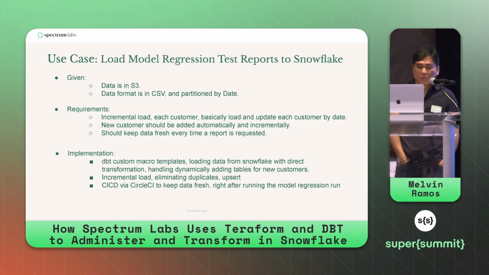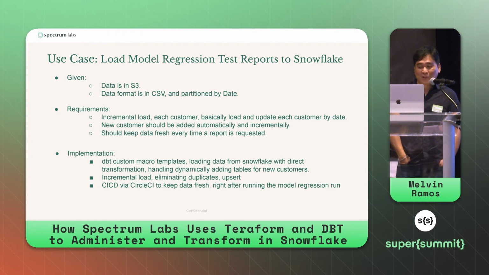I can show you later where it runs on Snowflake through Circle CI and what it looks like in Snowflake. But this is just to give the idea of why we did things like that. This is the use case that we have, right? We need to load our regression into Snowflake. So we have the data here in S3. The format is CSV. It's partitioned by date.